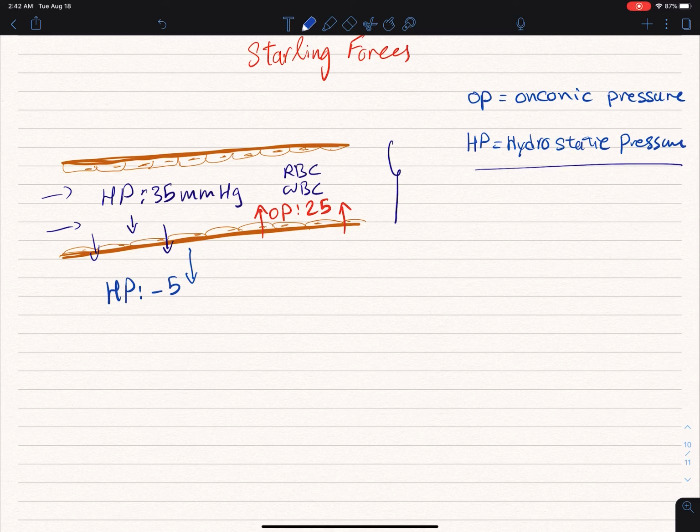And we have the same thing on this side. OP on this side is 10. This is the oncotic pressure or osmotic pressure on this side, which is also trying to get the water to this side. So this HP is actually helping out the HP inside the capillary. And when we add everything together, we get 35 plus 5 plus 10, and we get 50.